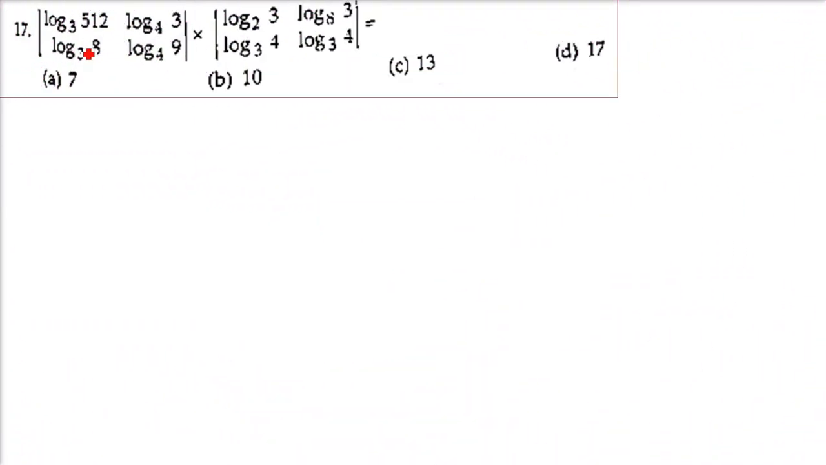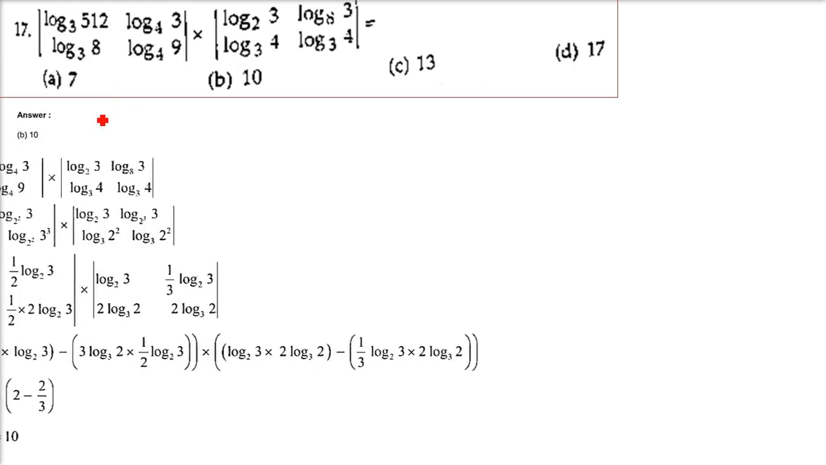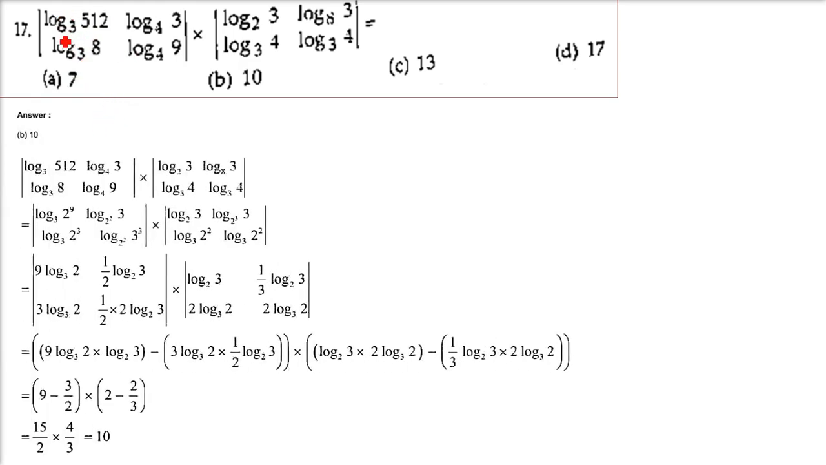Now in this question, each and every element you can write using log properties. How to write that? Main is this: log 3 base 3 is 5 and 2. So 5 and 2 is 2 raised 9. So you can write it as log base 3 of 2 raised 9. So 9 goes in front: 9 log base 3 2. This is the first one.